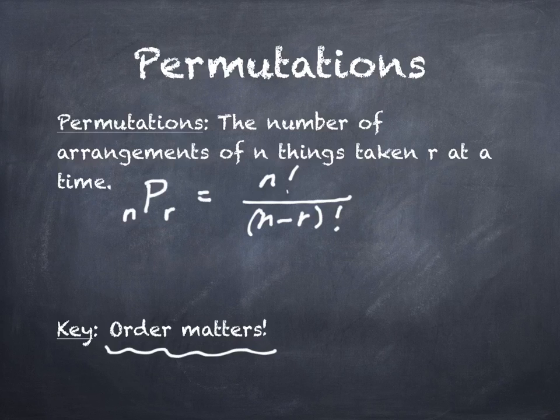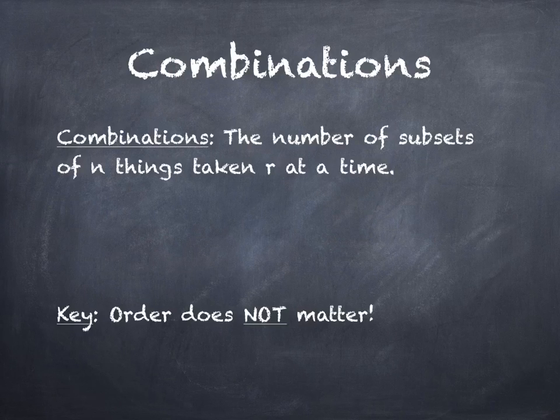The other one is a combination. A combination is still n things taken r at a time, but the primary difference between the two is that the order does not matter when you have a combination. Order does not matter. So whenever you're looking at any of these particular problems, that's the question to ask yourself: does it matter what order this happens in? Or does it not matter?